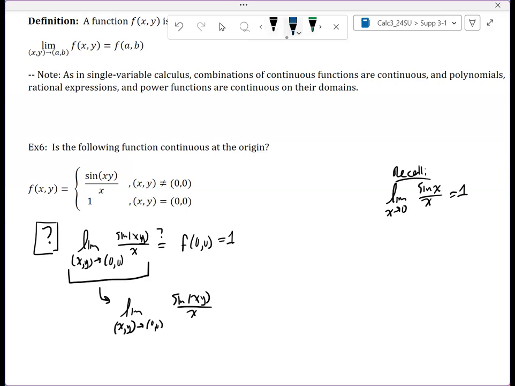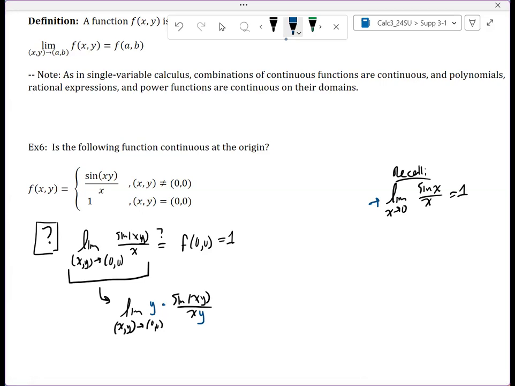Well, one thing I can note is that I can actually multiply by a y in the bottom, and then I just have sine of xy over xy. I have sine of, let's say, w over w, where w goes to 0. Well, that's 1, right? So this kind of recovers my familiar limit, but I stuck a factor of y in the bottom. I better multiply by it on the top as well.